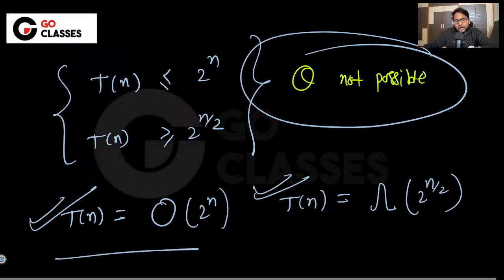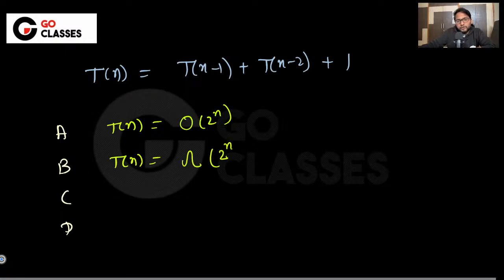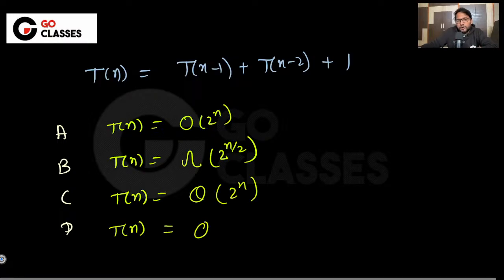Understood? So if options are like this, if they say Tn equal to Tn minus 1 plus Tn minus 2 plus 1, then option A, option B, option C, option D. If they say something like Tn equal to order of 2 power n, Tn equal to big omega of 2 power n by 2, Tn equal to theta of 2 power n, Tn equal to theta of 2 power n by 2.